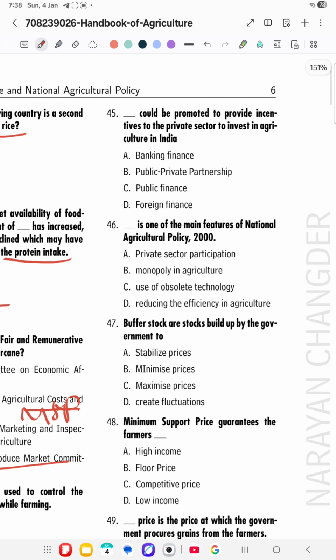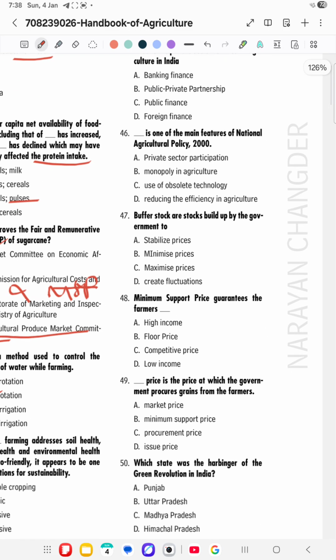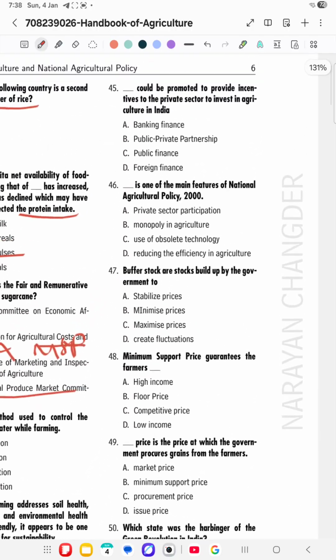This could be promoted to provide incentives to the private sector to invest in agriculture in India. Okay, to invest in agriculture. I think public-private partnership. 45, it's B. Yes.